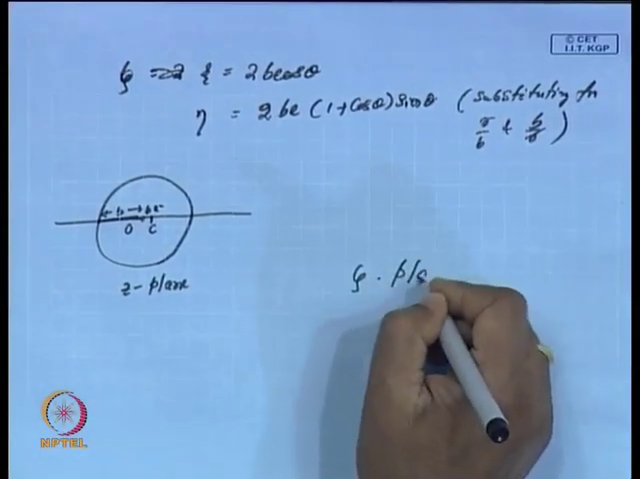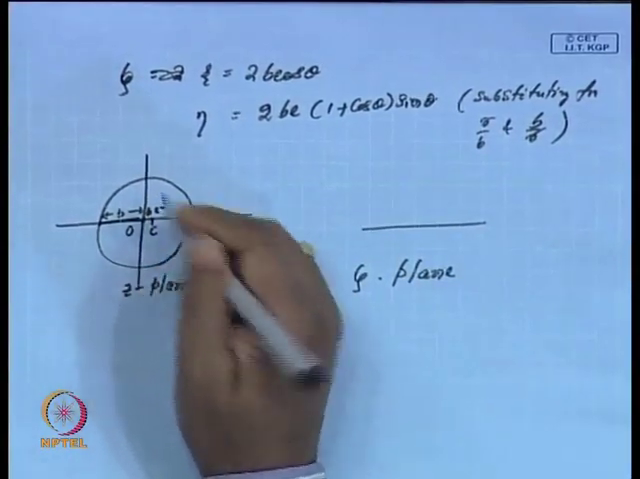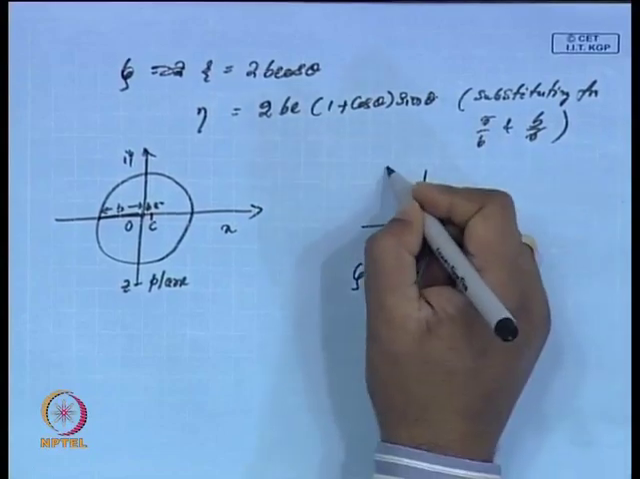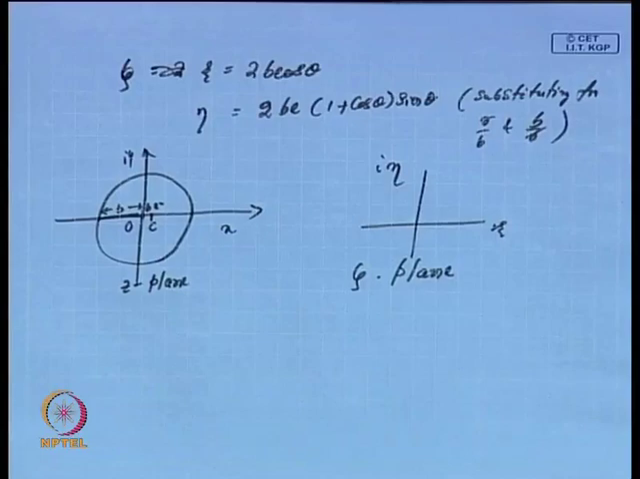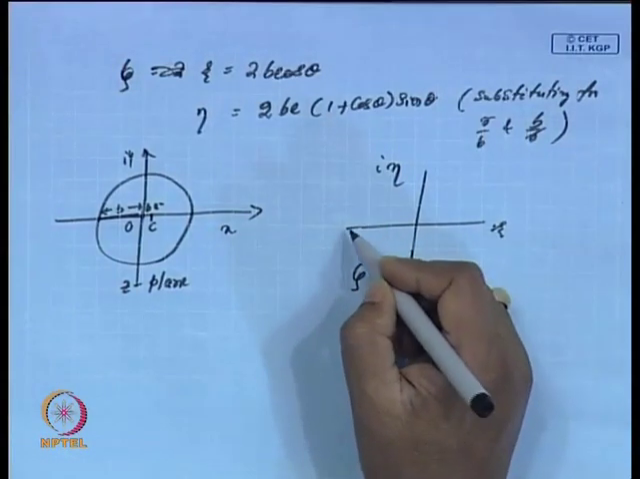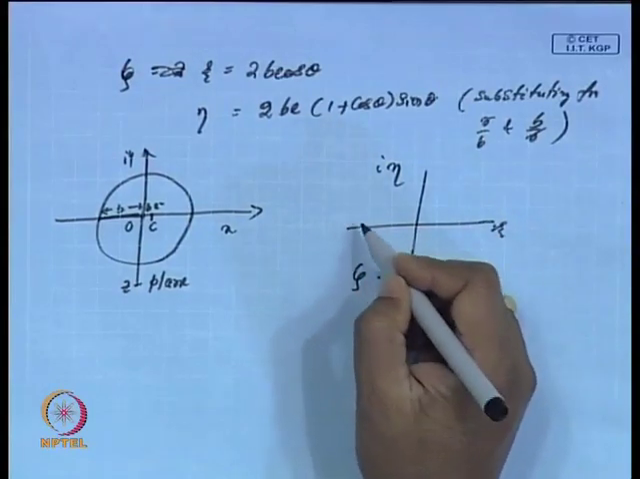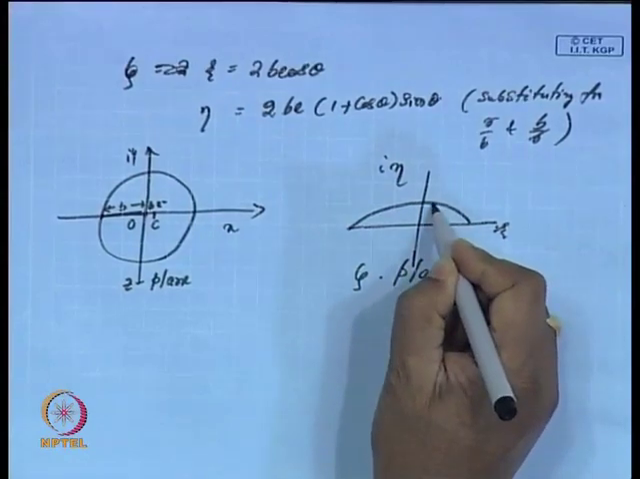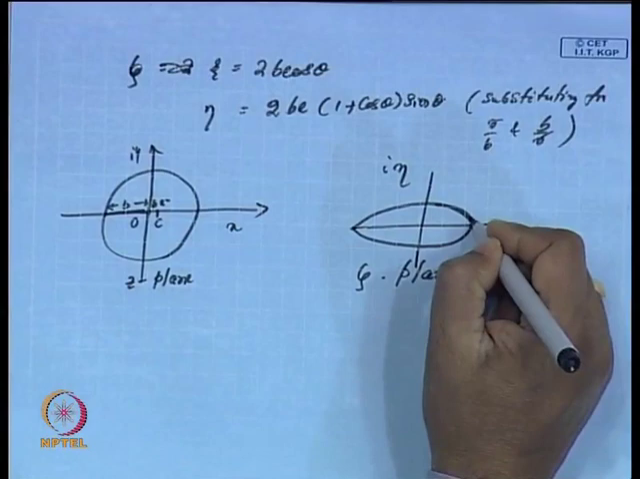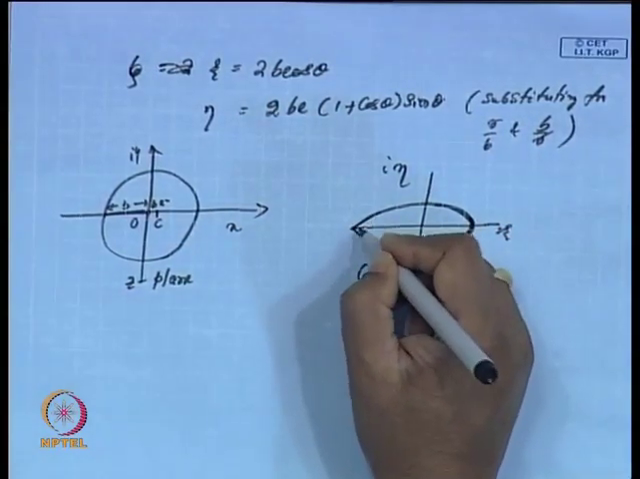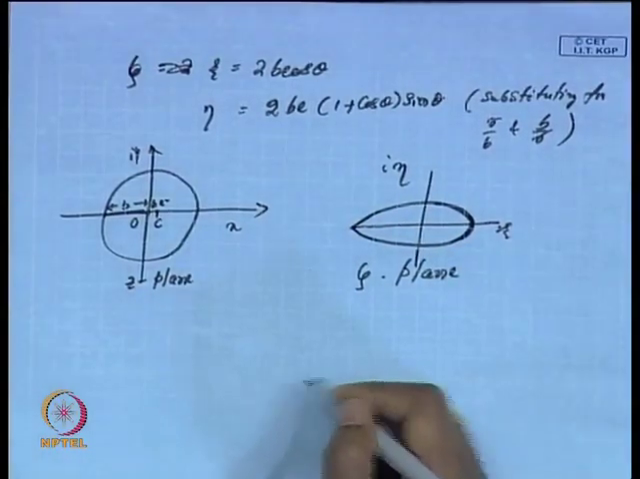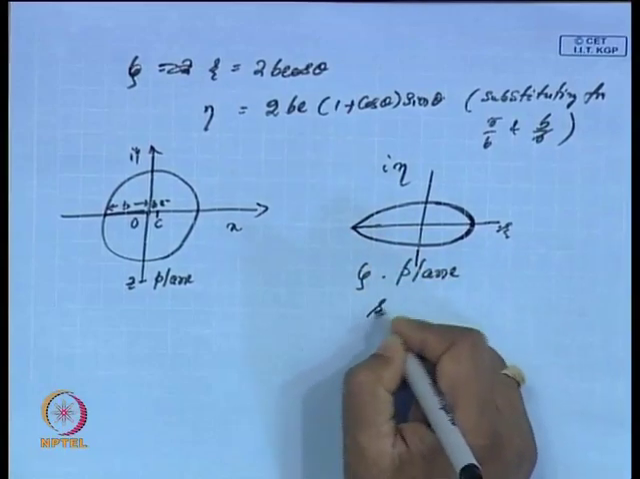Now, in the zeta plane, this is our i y axis, this is the x axis. In this plane, this is the zeta plane, this is i eta, and if I look at this, xi is 2b cos theta, and then we can easily see what this gives us. So this is what I plot in the zeta plane, and I say this is a symmetric aerofoil.